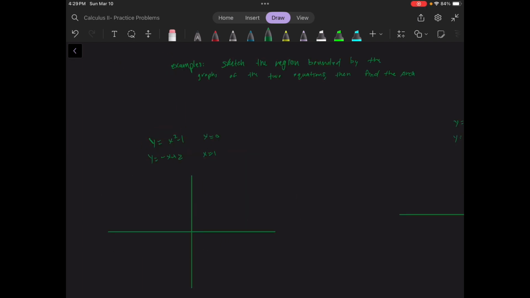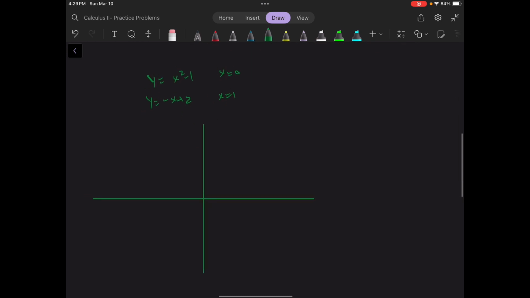Okay, now they're asking us to sketch the region bounded by the graphs of the two equations and then find the area between them. So at this point, you could probably use a graphing calculator to do it. The only part of doing it with or without a graphing calculator is finding what to integrate from and to. In this case, they already took care of it. They told us that we're going from 0 to 1. And once I graph it, it'll make more sense.